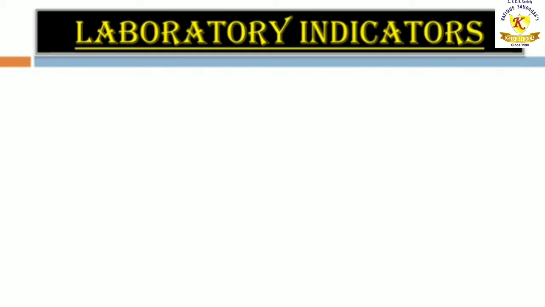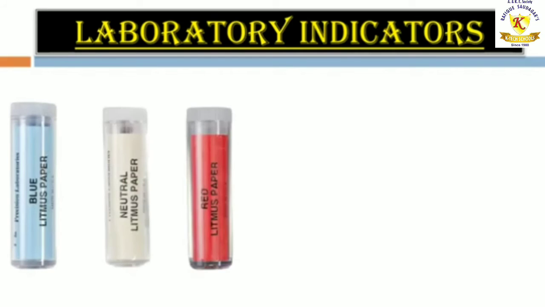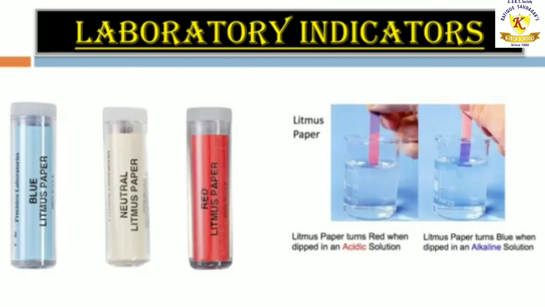Now let us study laboratory indicators. In the laboratory, litmus paper is mainly used to test whether the given substance is acid or base. This paper is made from an extract of the lichen plant. As you can see here, children, it is red or blue colored. It is also in neutral form.